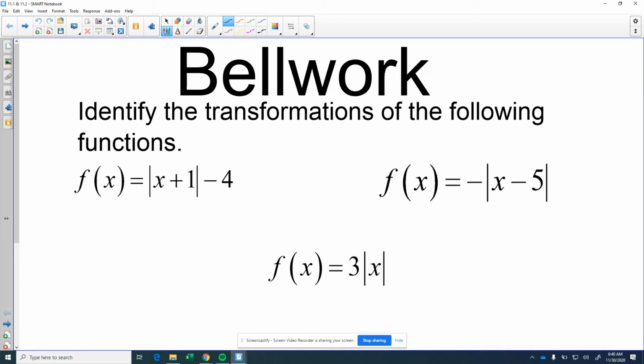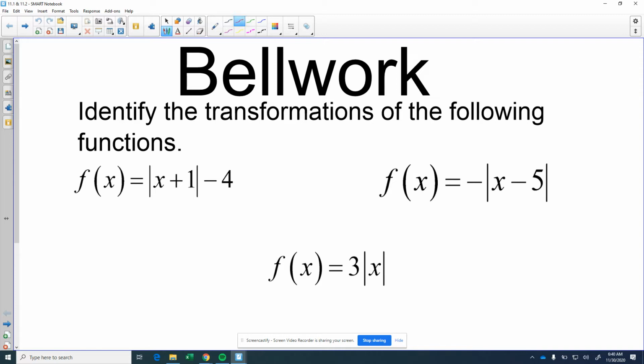Transformations really were listed out in 4 different types. We either moved up, down, left, right. We had a stretch or a shrink, or last but not least, we reflected, which is just a negative. So it's up to us to remember what these were.